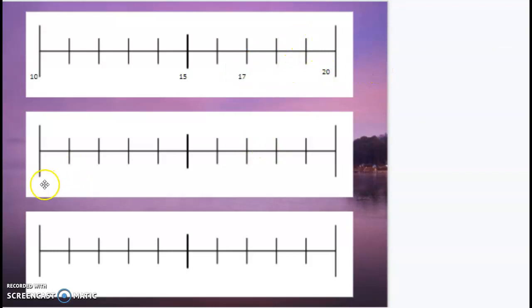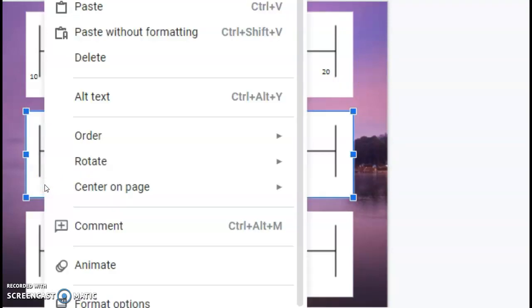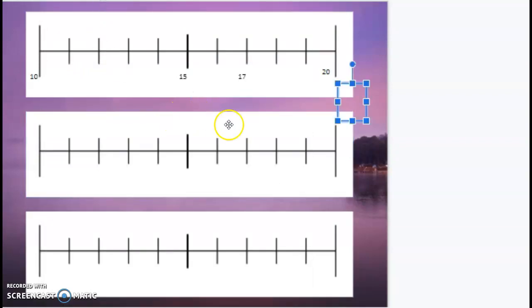The next one is going to be 32. So let's think about what two tens 32 is between. So what two tens is 32 between? I'm going to go ahead and make my boxes while you're thinking.